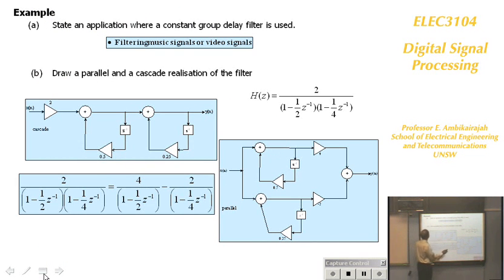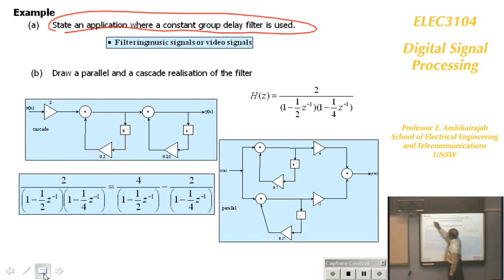Here is an example. Take an application where constant group delay filters are used. Constant group delay means you want to make sure that all the signals, when they're filtered, arrive at the output at the same time. So the only filters that can give constant group delay are FIR linear phase filters, and we do need constant group delay when you are filtering music signals or video signals.